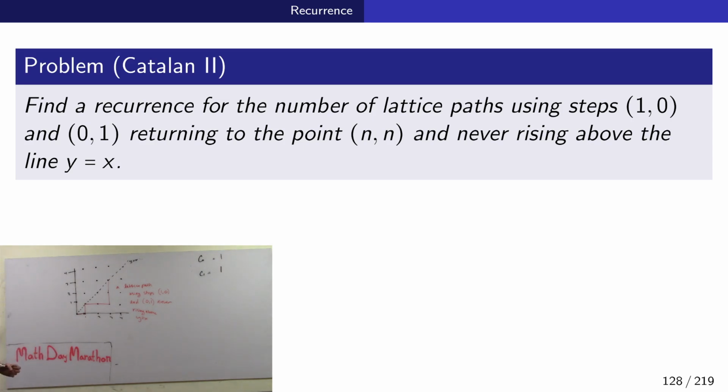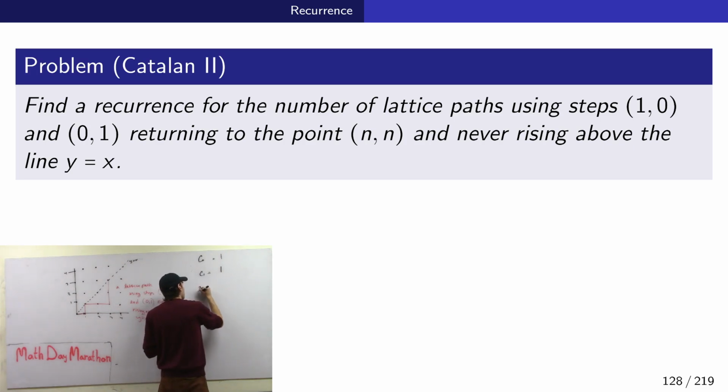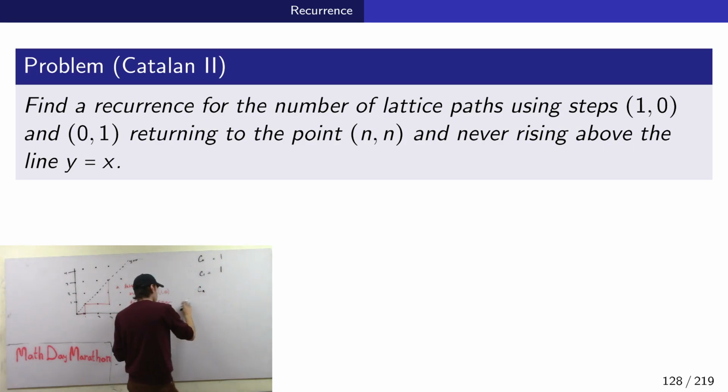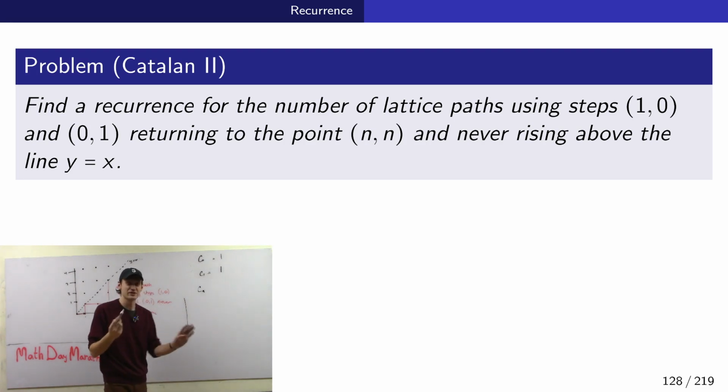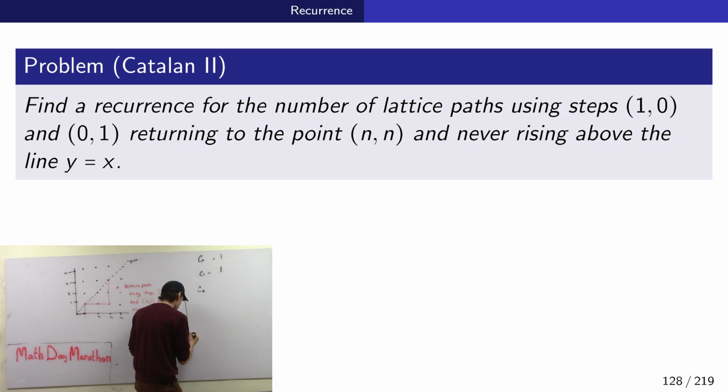Okay, so we have this. Now I want to think about, in general, C sub n. And I'm going to draw what I often call a schematic, which is just sort of like a sketch to get the point across to you. So I'm going to draw my axes. This is my x-axis and my y-axis. And I'm going to sketch in the line y equals x. And up here, I have my point n, n.